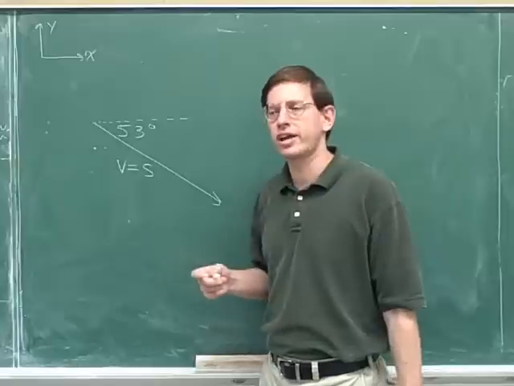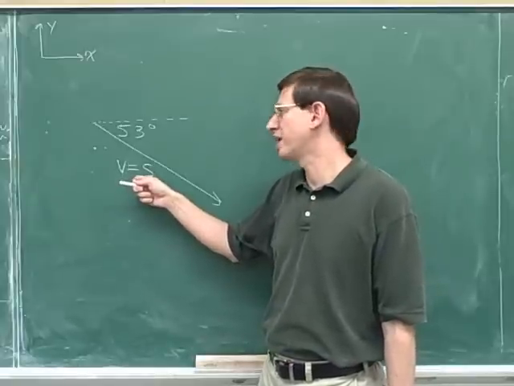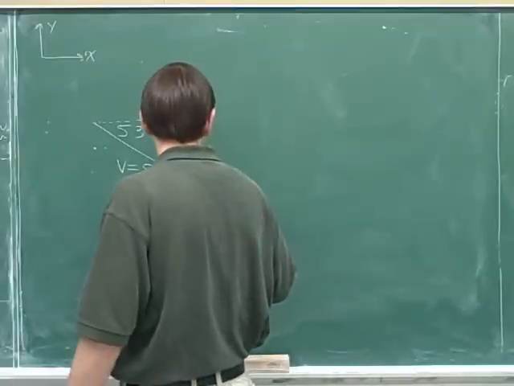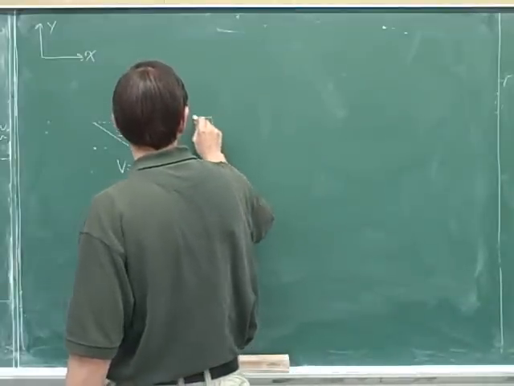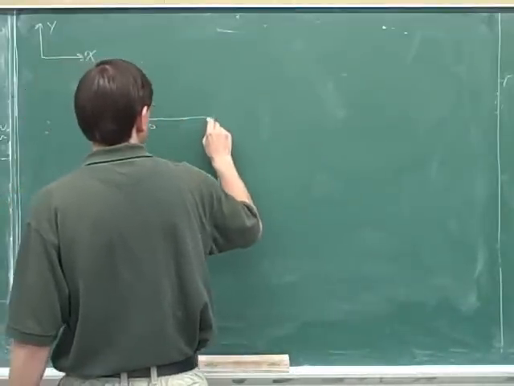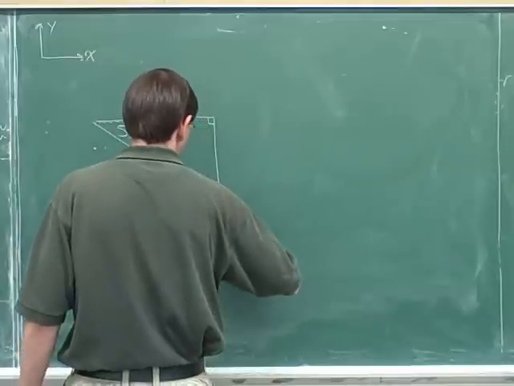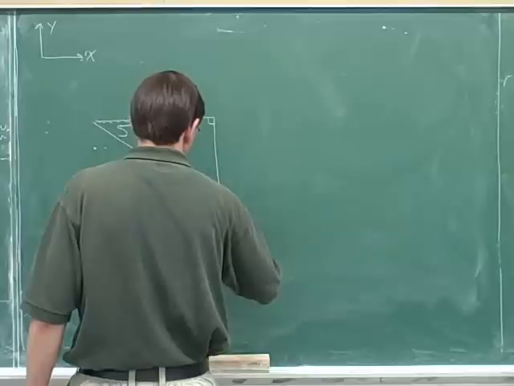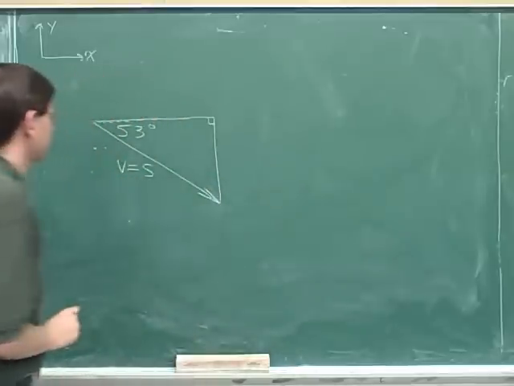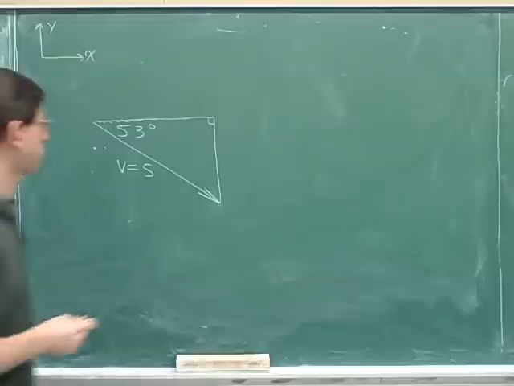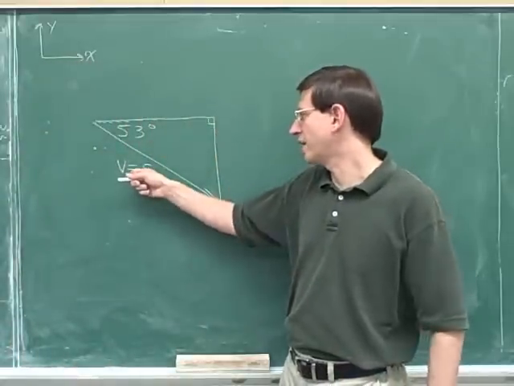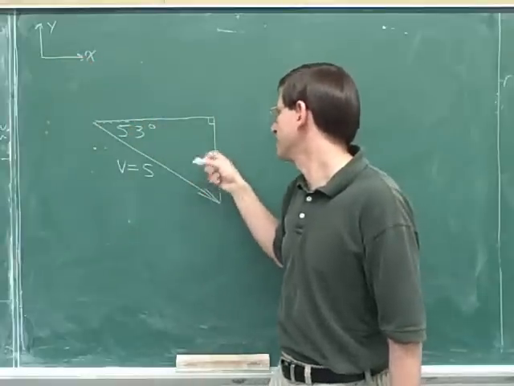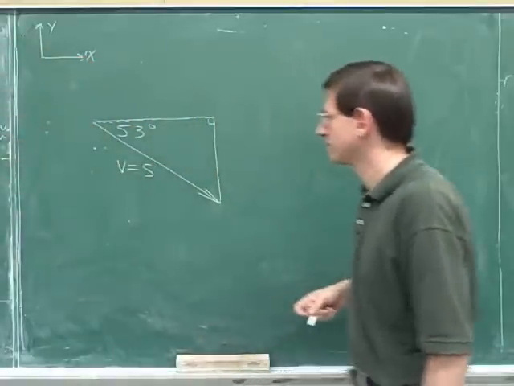We need to draw a right triangle that uses the overall vector as the hypotenuse, and the legs should be parallel to our axes. Here's a right triangle that's using the hypotenuse as the overall vector, and this leg is parallel to the x-axis, and this leg is parallel to the y-axis.